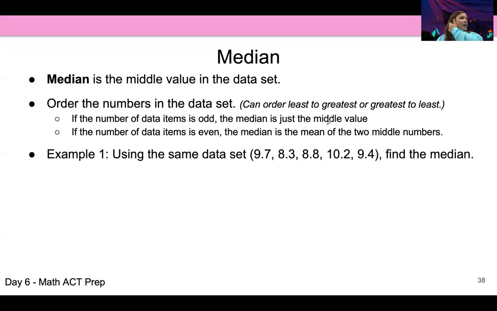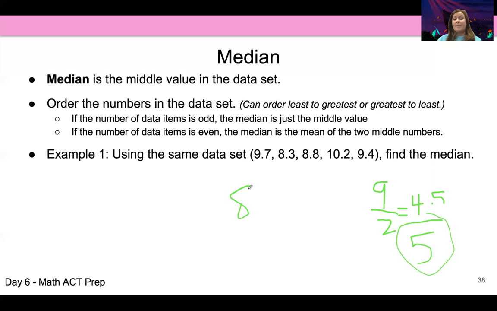Now, there's one way to help you figure that out. Let's say I have 9. That's odd. I know there'll be a single middle number. If you divide that by 2, that's going to give me 4.5. 4.5 rounds up to 5, so the 5th number would be my median. If it was an even number, let's say 8, 8 divided by 2 is going to be 4. I remember that when it's an even number, it's the average of 2, so we're going to average the 4th and the 5th number together.